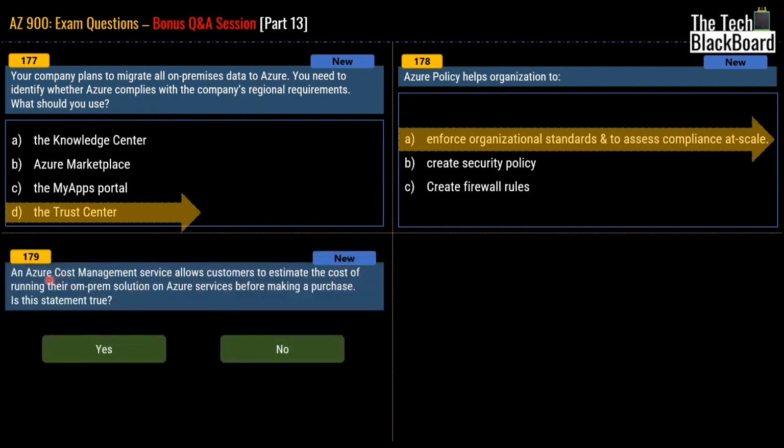Here we have: the Azure Cost Management service allows customers to estimate the cost of running their on-prem solution on Azure services before making a purchase. Is that statement true? The correct answer is no. So it's not Azure Cost Management that enables you to estimate the cost before even making a purchase. The correct service that does that is the Total Cost of Ownership Calculator.